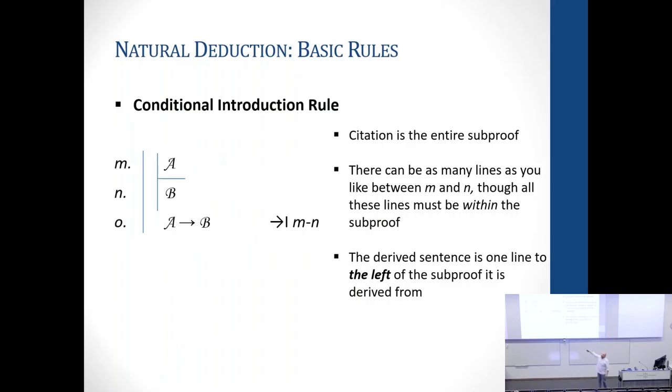Note, this subproof can be as long or as short as you need it to be. In the one that we did just a second ago, it was only 2 lines. We mentioned earlier it could have been 7 or 8 lines. That's no problem. To introduce a conditional, you need to have a subproof that starts with your antecedent and ends with your consequent. And what it lets you do is generate the conditional one line to the left of wherever you did your subproof.